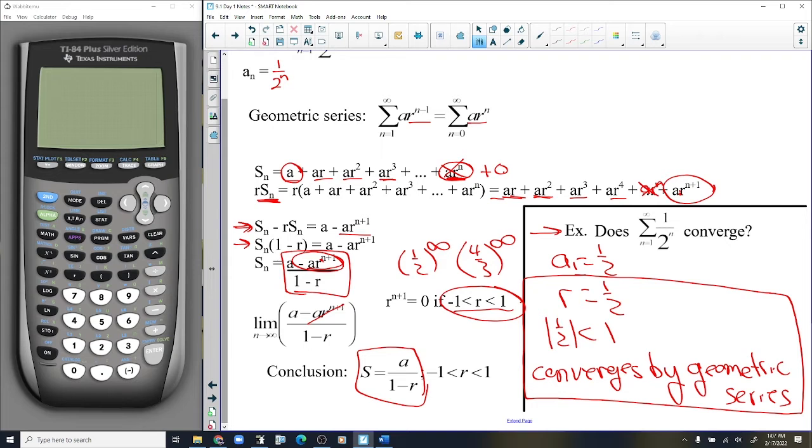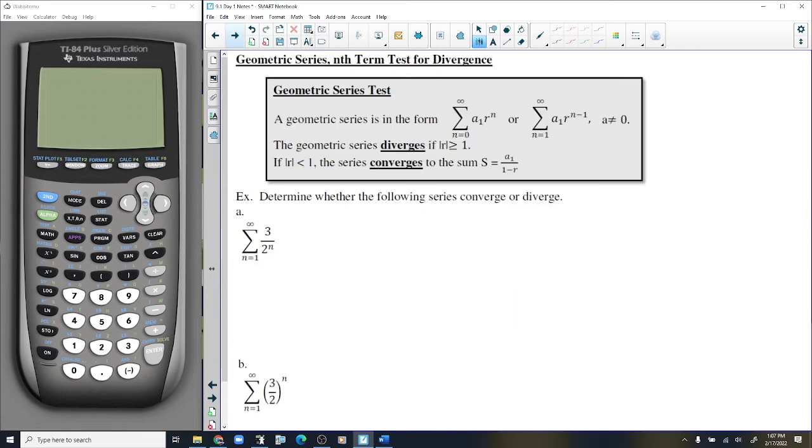Now, right now, you only know one test. And you're like, well, why do I have to write that? Well, you got to think about at the end of the chapter, you're going to have to tell me how you know it converges. Geometric series, nth term test for divergence.